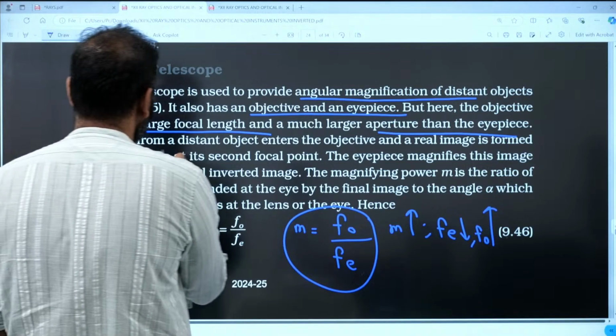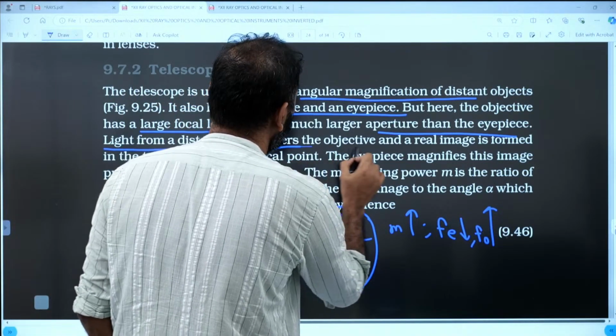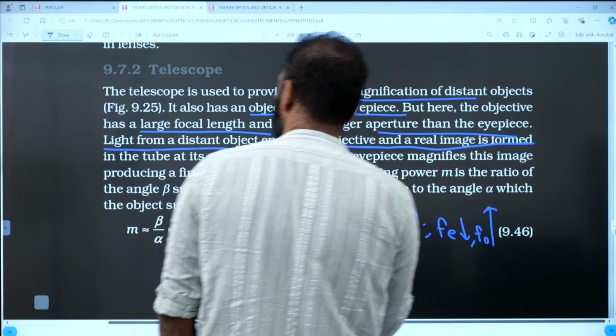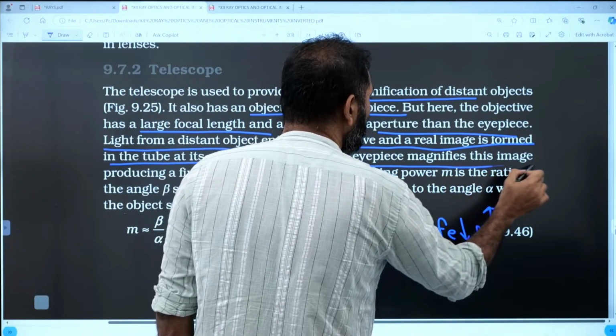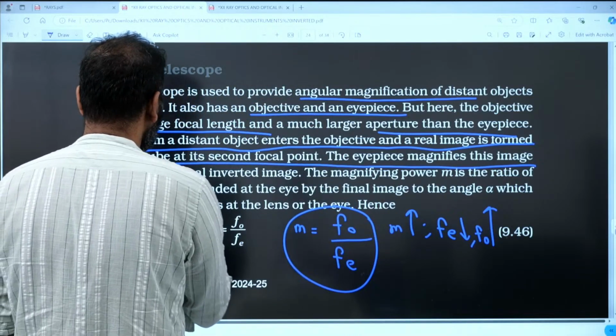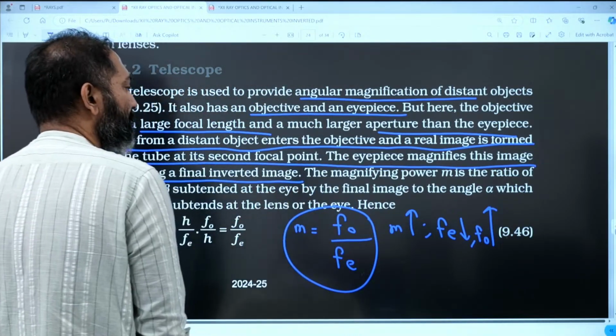This working also should be noted. Light from a distant object enters the objective and a real image is formed in the tube at its second focal point. The eyepiece magnifies this image, producing a final inverted image.